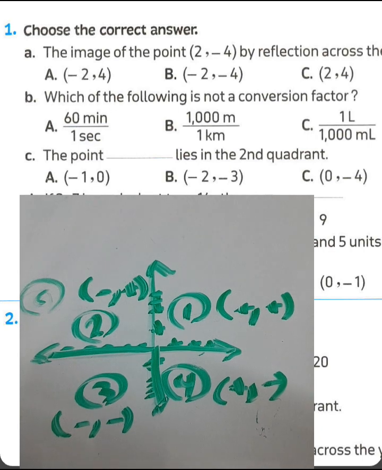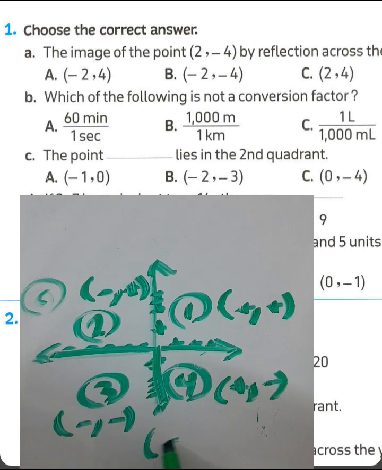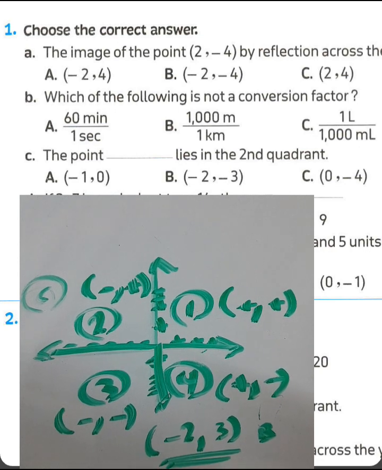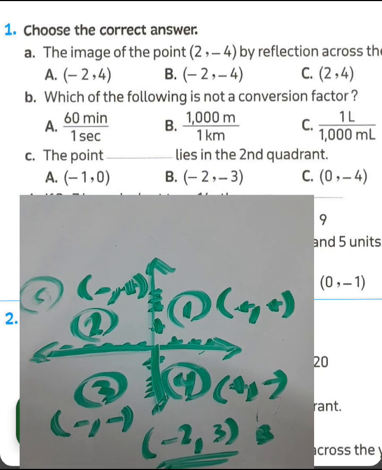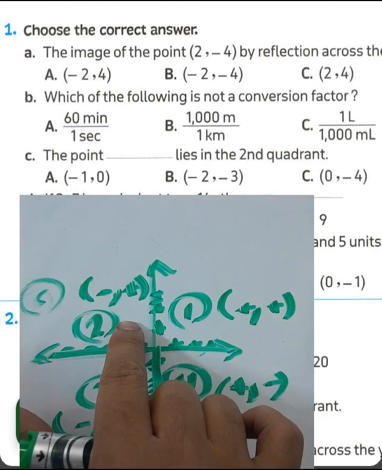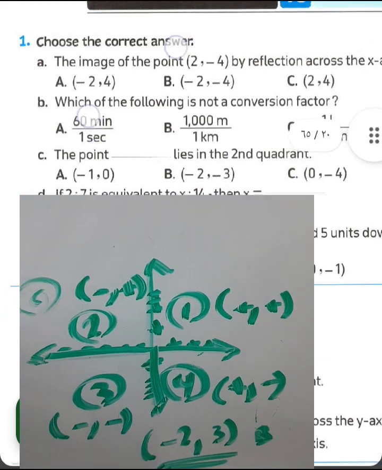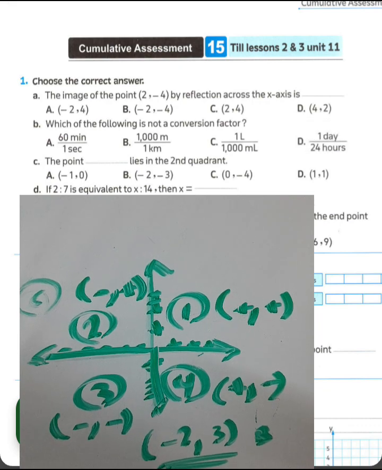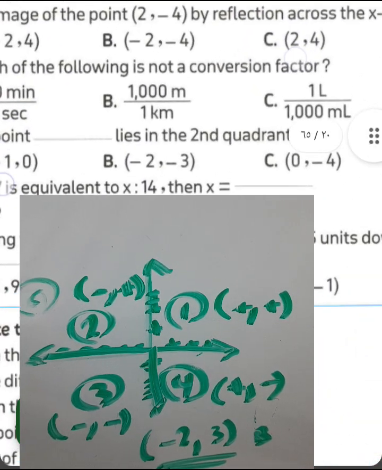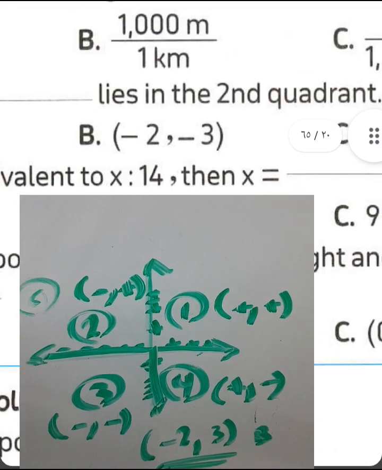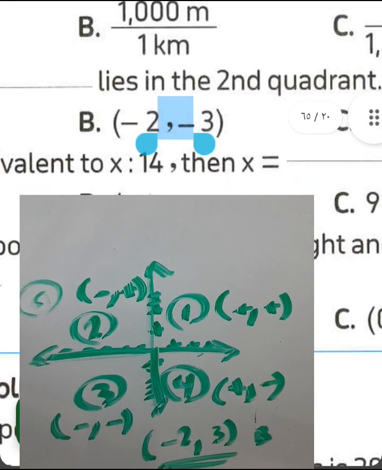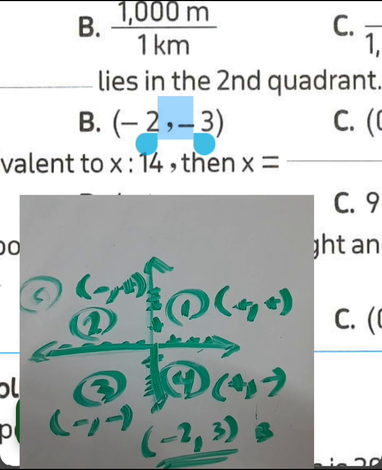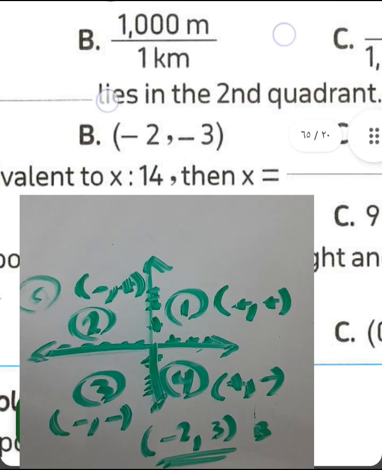Then we will change this point, (-2, -3). Choose letter B. Cancel the negative sign here, and the result will be (-2, 3). The point (-2, 3) lies in the second quadrant. But in this solution we don't have any other point that lies in the second quadrant. So this point (-2, -3): we change the sign here, cancel this sign, and write (-2, 3). (-2, 3) lies in the second quadrant.